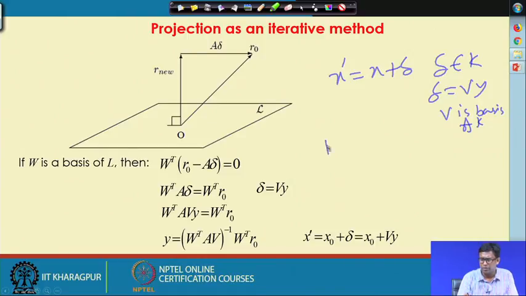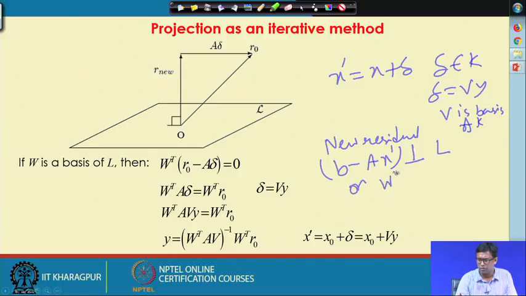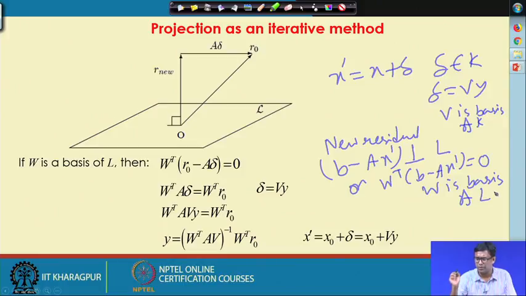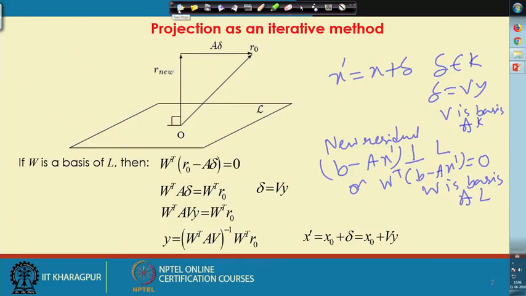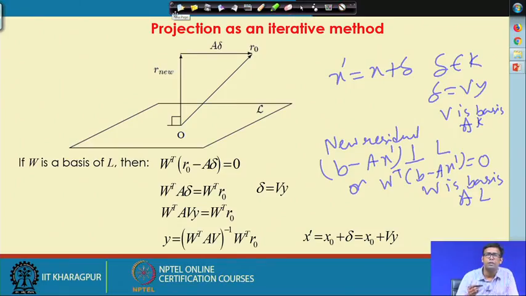and the new residual b minus Ax' is orthogonal to L, or W transpose (b minus Ax') is equal to 0, where W is the basis of L. So, we have two subspaces K and L. X is being updated along one particular subspace. The condition for this update is that the new residual we obtain after the update is orthogonal to another space L.